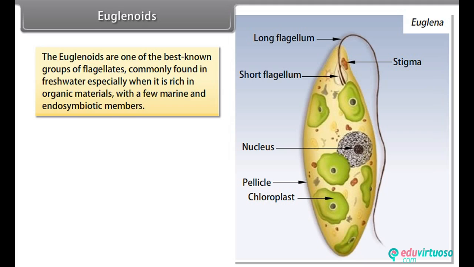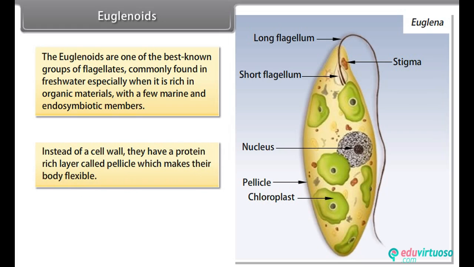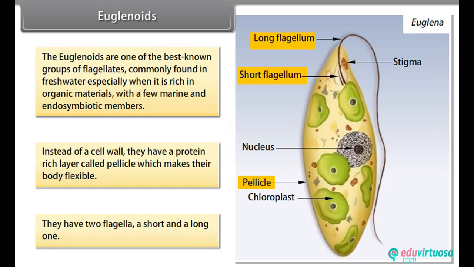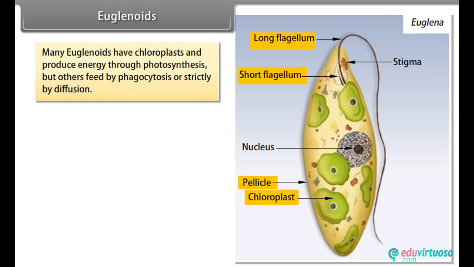Euglenoids. The euglenoids are one of the best-known groups of flagellates commonly found in fresh water, especially when it is rich in organic materials, with a few marine and endosymbiotic members. Instead of a cell wall, they have a protein-rich layer called pellicle which makes their body flexible. They have two flagella, a short and a long one. Many euglenoids have chloroplasts and produce energy through photosynthesis, but others feed by phagocytosis or strictly by diffusion.